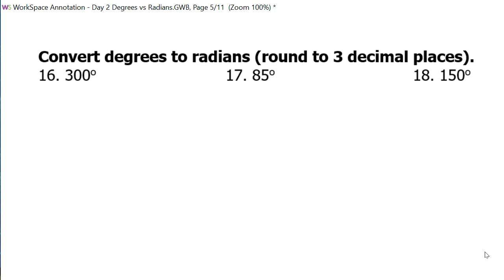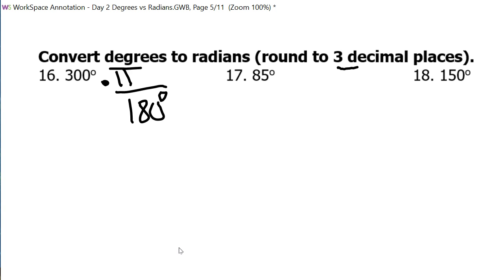Next section, we're still converting from degrees to radians. So we still need to do the same thing. We still need to multiply by pi over 180 degrees. But this time, they don't want our answer in terms of pi. They want us to do what with the answer? Round to 3 decimal places. Do not use 3.14 for pi. Make sure you use the pi symbol in your calculator. And I'll show you on the Inspire and on the 84.